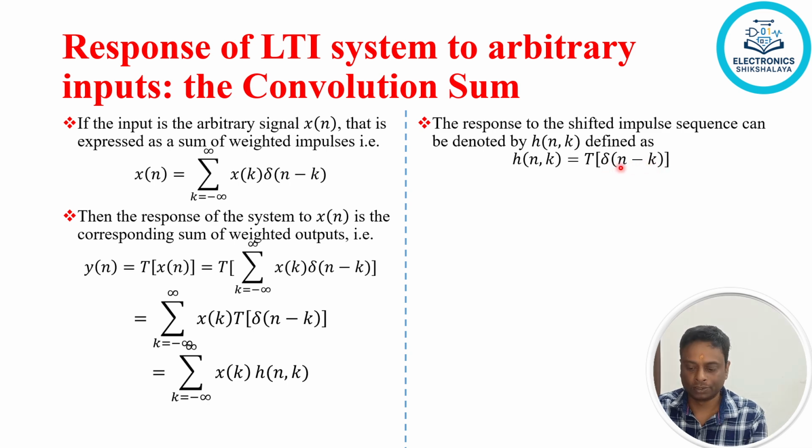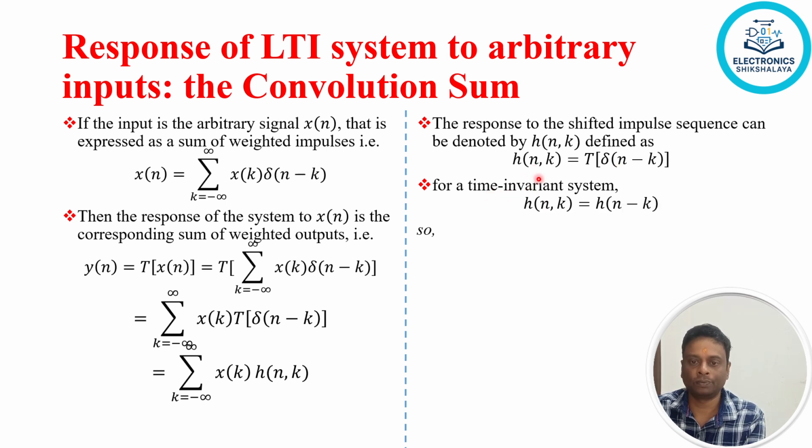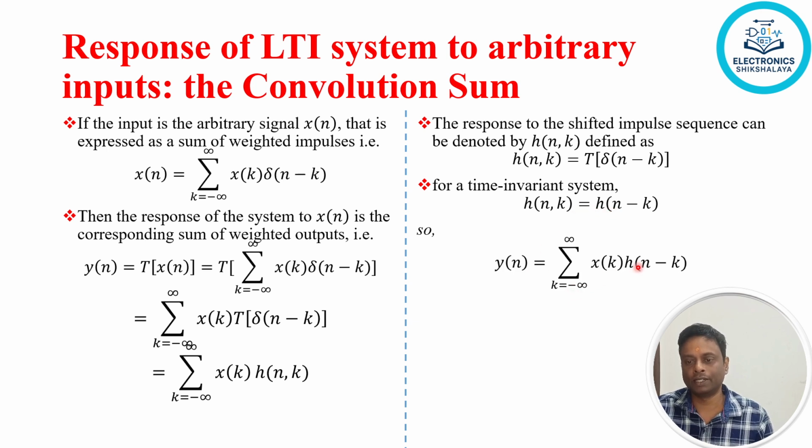For any time invariant system, we know that h of n comma k is h of n minus k. If we put this, we get y of n equal to the sum of x of k into h of n minus k, where k is from minus infinity to plus infinity. So this is our convolution sum formula.